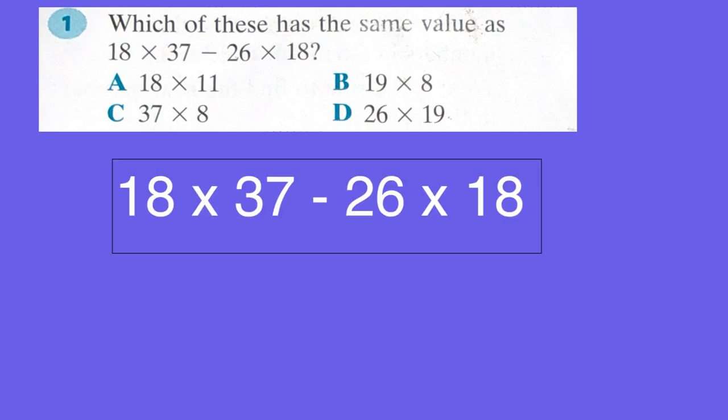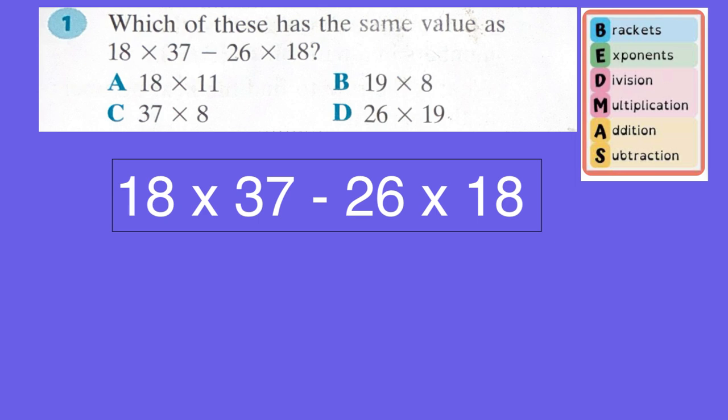So in this question, they have an expression here, 18 times 37 minus 26 times 18, and they want you to decide which one is closest, A, B, C, D, because we can simplify it. So how do we simplify it? First of all, I want to draw your attention to a word called BEDMAS. And if your teacher uses BODMAS, that's okay. Don't worry about the O and the E. It's the same thing, just a different letter.